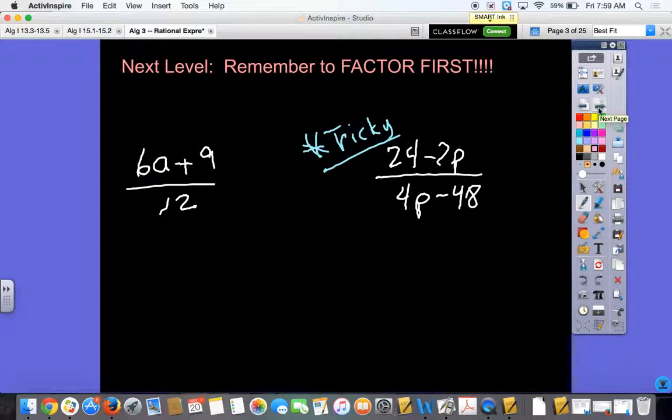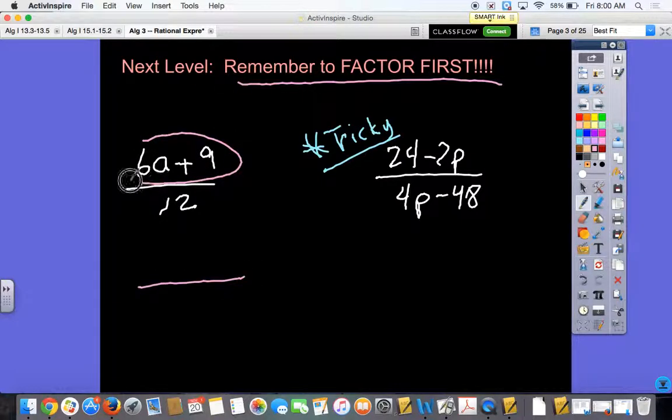Now let's upgrade. Now we've got binomials. You have to remember all of your methods for factoring: pulling out something common, difference of 2 squares, dealing with trinomials, the easy and the hard kind. I have videos for those too. If you forgot how to factor, you need to look them up and watch them. But remember our rule, always factor first.